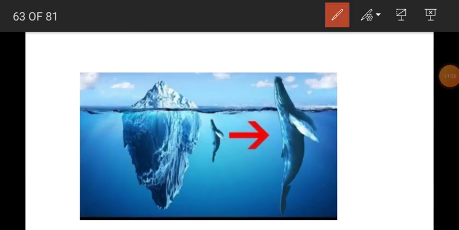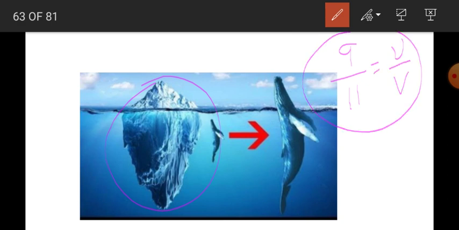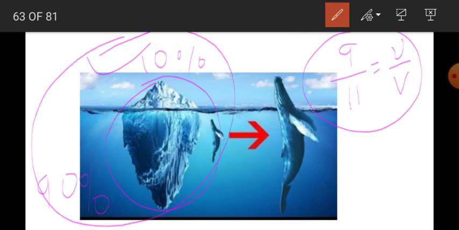It means this portion, 9/11th part, is immersed in water. So approximately 10% is above the water, and the remaining 90% is below the water surface. Okay, the approximate value is basically 89% below and 11% above, but I rounded the figures to 10 and 90. So it means most of the portion is below the water surface.